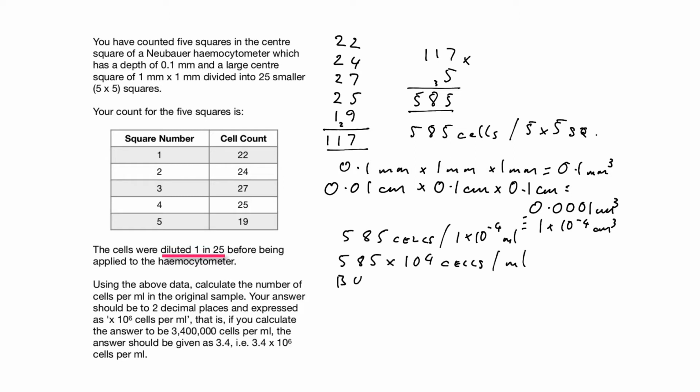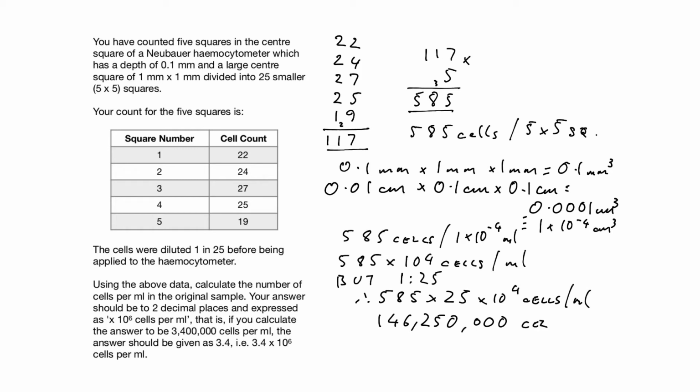However, as you will see in the question, a 1 in 25 dilution was carried out before the cells were put onto the hemocytometer. Therefore we need to multiply this 585 by 25 by 10 to the 4, and this gives us an answer of 146,250,000 cells per mil.